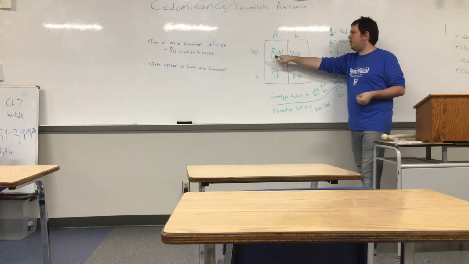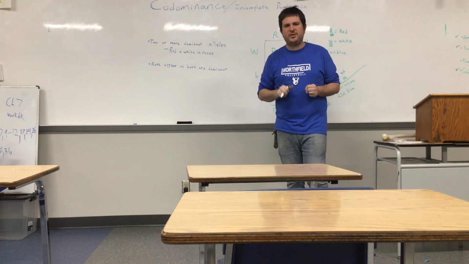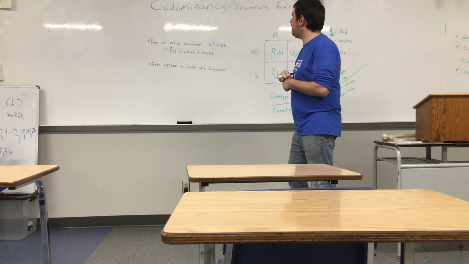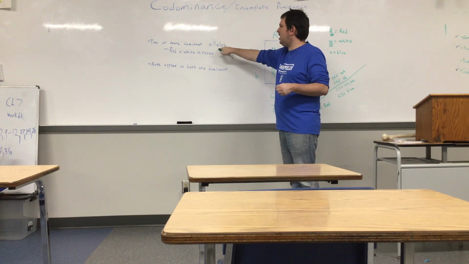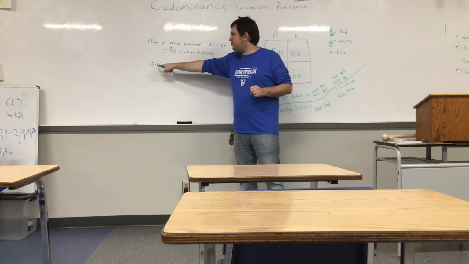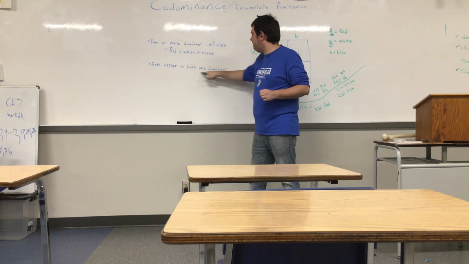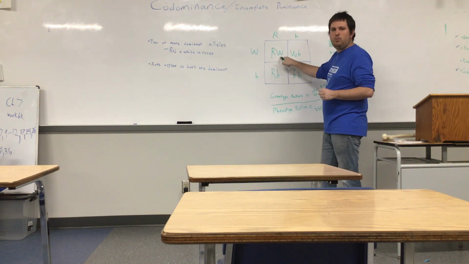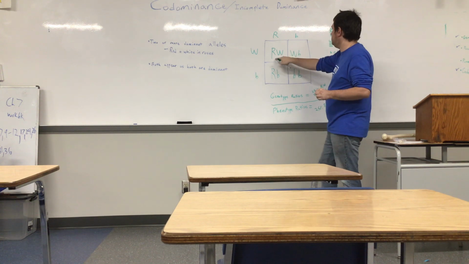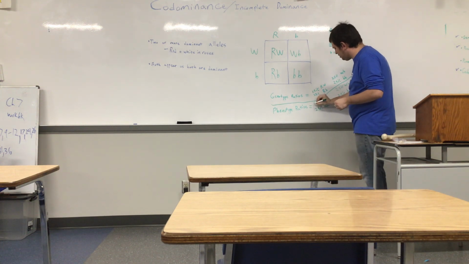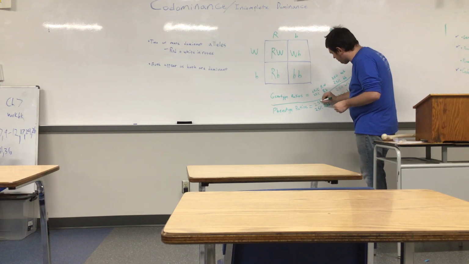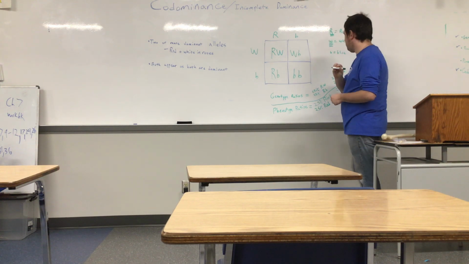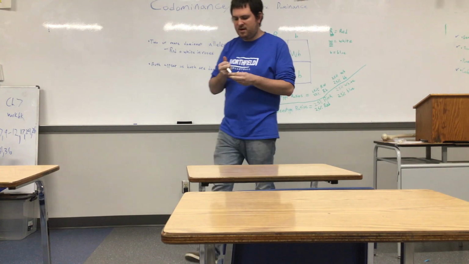That leaves us with RW. Both are dominant. They are the codominant alleles. And when both appear, both are expressed. So if you have a red and a white, and those are your two alleles, you get 25% of red and white mixed, which gives you a pink flower.